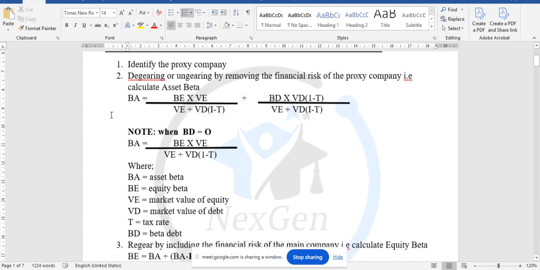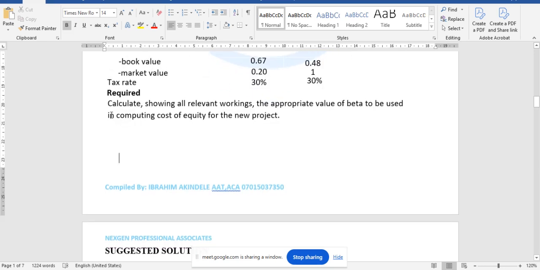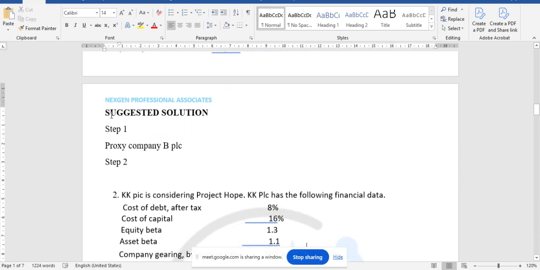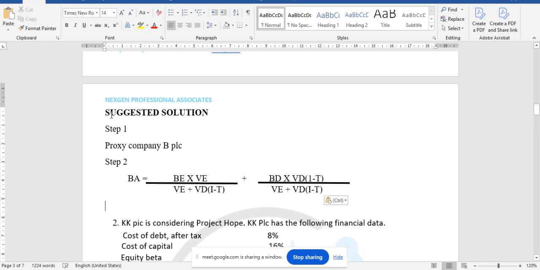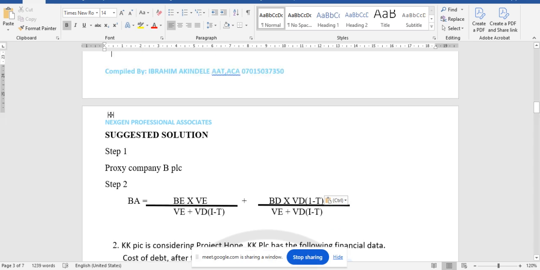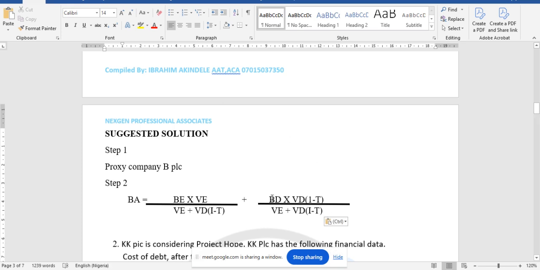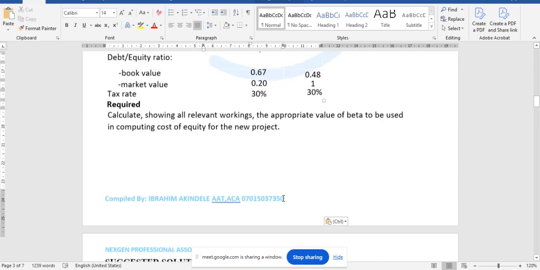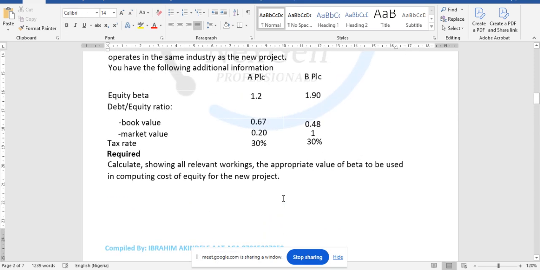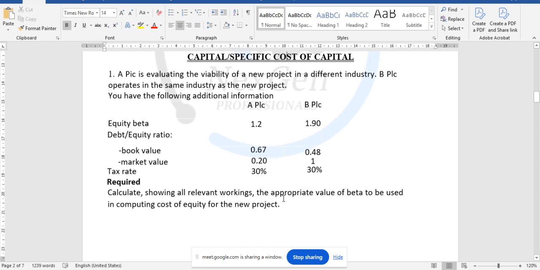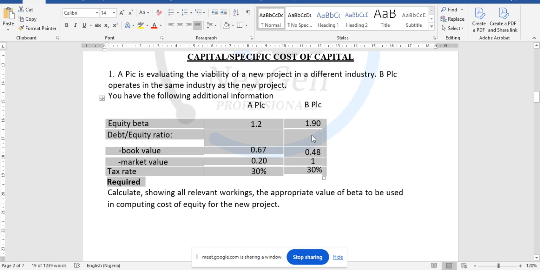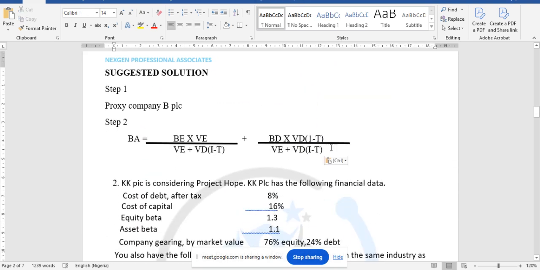Now let's go and check what we're given. Now, is beta debt given? BE is our equity beta, the value of equity. Look at our formula. Beta debt for the proxy company, is it given in this question? No. There is no beta debt of B PLC. You can see there is no beta debt of B PLC, right? So automatically your BD will become 0.